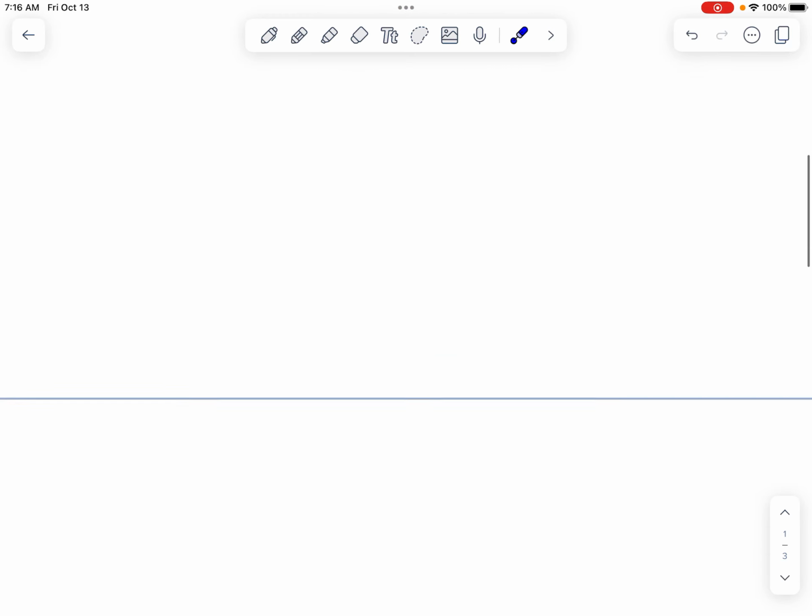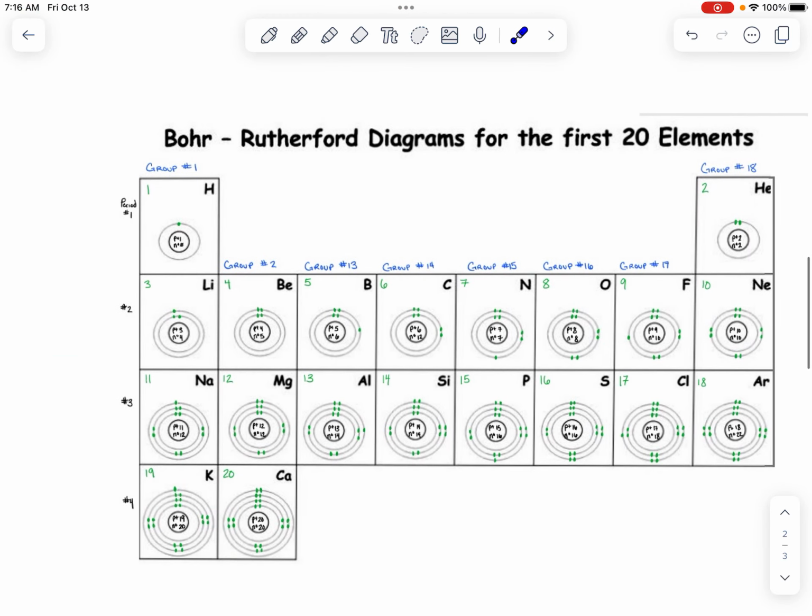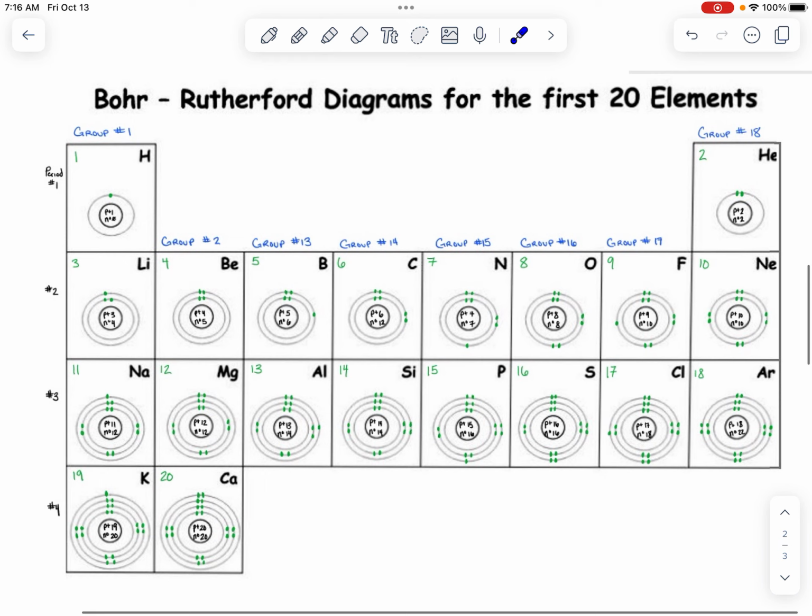Why do these trends exist? Well, it comes back to our charges, right? So if we look at these Bohr models, I do want you to have this on your periodic table. Know that period is the across, so this is period 1, period 2, period 3, period 4, and that groups are the up and down. So group 1, group 2, group 3, right? Group 13 and 14 are also known as group 3A, 4A, 5A, 6A, 7A, okay?